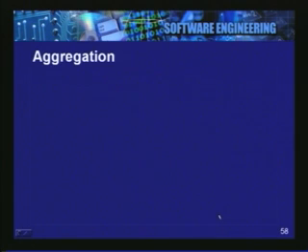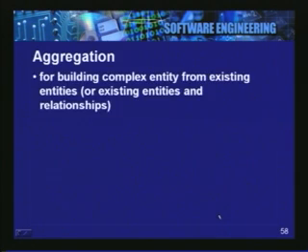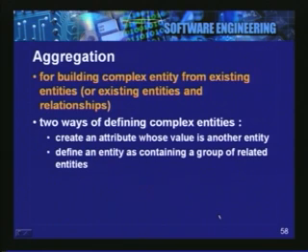Now, let us next examine the concept of aggregation. Aggregation is used for building complex entities from existing entities or possibly existing entities and relationships between them. So, we are creating a complex entity and that would be called an aggregated entity. There are two ways by which we can do that. We can create an attribute whose value itself is another entity.